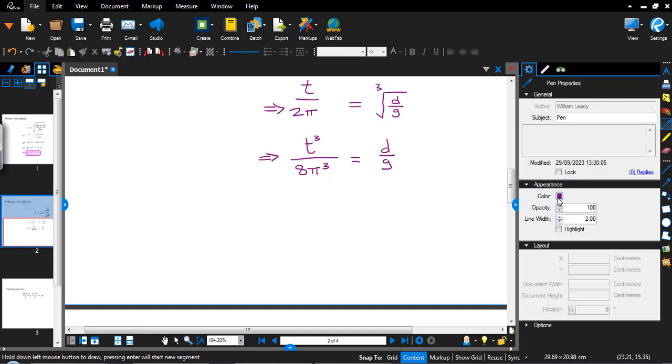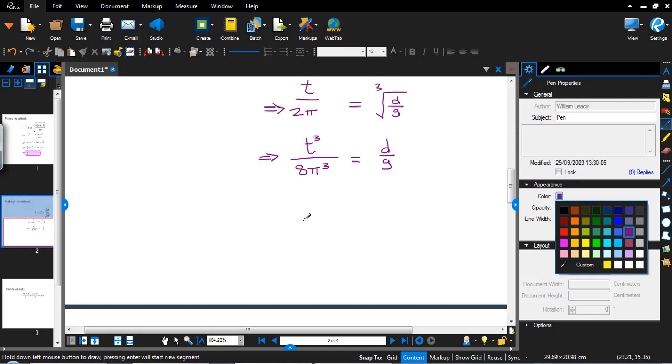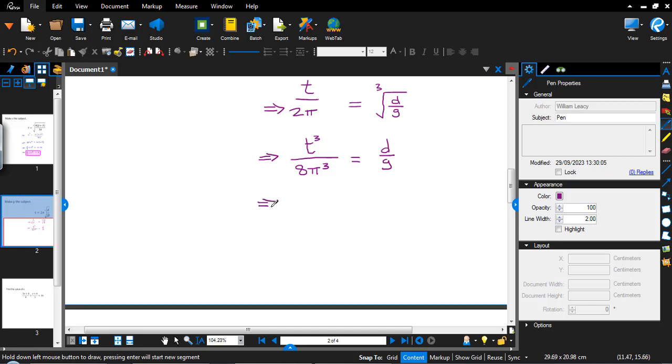All right. The way your teacher, who for some of you is me, would probably show you this is like this. Okay. So we want to get g on its own, right? So let's divide both sides by d. So that implies t cubed over 8 pi cubed, and we're dividing by d, equals 1 over g, right?